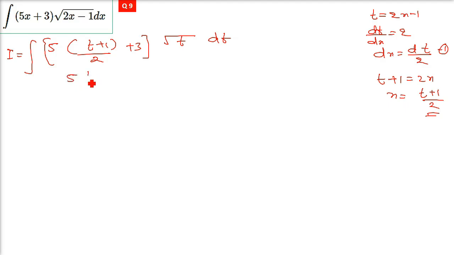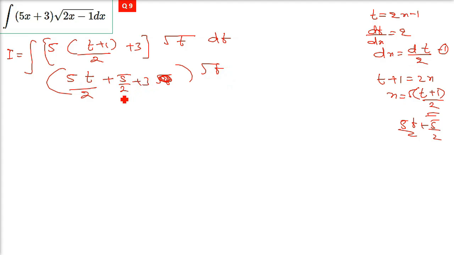Now multiply everything with whatever you see. So it is 5t by 2 plus 5 by 2 plus 3. And please remember, under root t is already there outside, and this has to be multiplied by every term inside. Either you add 5 by 2 plus 3 first and then multiply by under root t, or you can multiply first and then add, which will be more obvious. When you multiply this, 5t into under root t by 2, plus 5 by 2 into under root t, plus 3 into under root t.